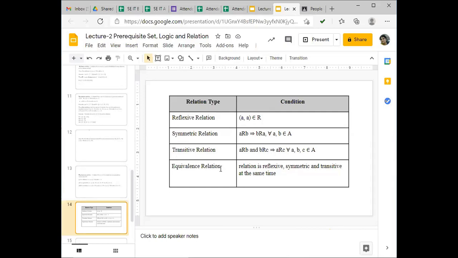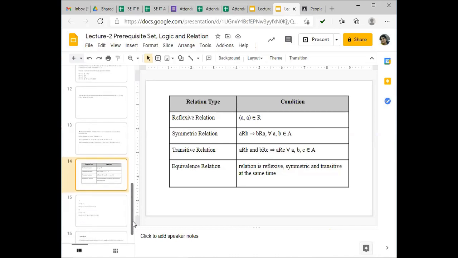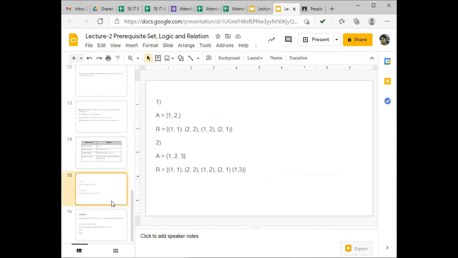And what is an equivalence relation? If the given set is reflexive, and also symmetric, and also transitive at the same time, then it is known as an equivalence relation. Okay, this is about relation. Coming to a small example, we'll quickly go through it and move on to the next one. Is the given R reflexive, symmetric, and transitive? Which one is it? Or is it equivalence?